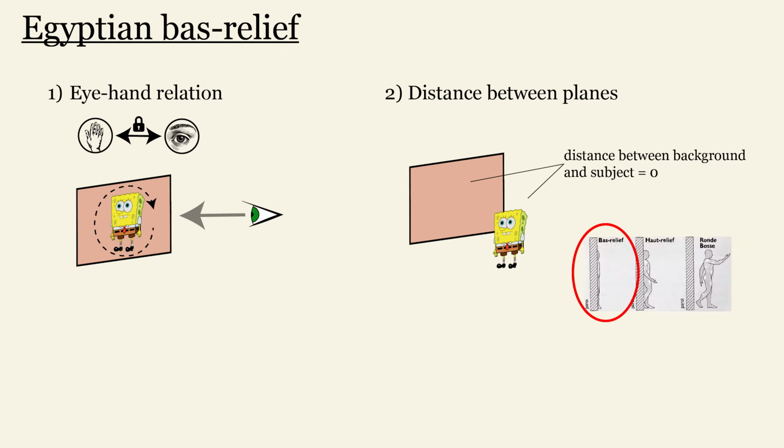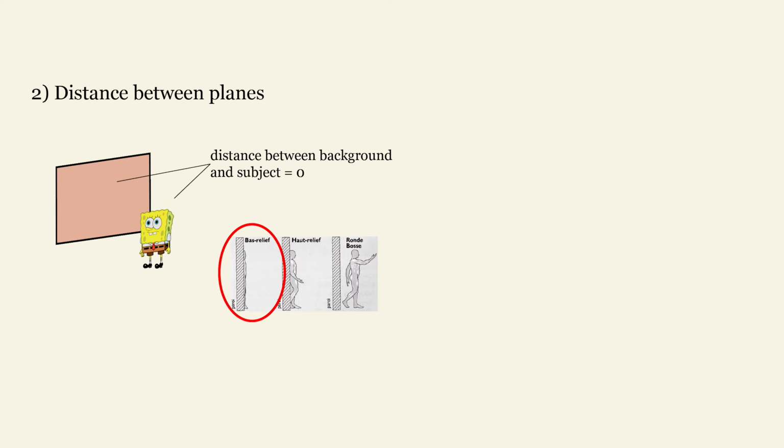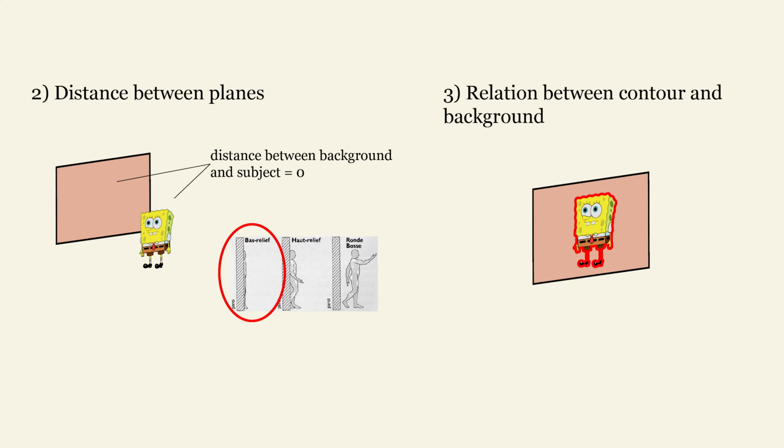There's no difference between the planes. So the second criteria will be about the distance between planes. Thirdly, the contour distinguishes the form from the background, which is also what unites them in the totality of the image. So the third criteria will be about the relation between contour and background.